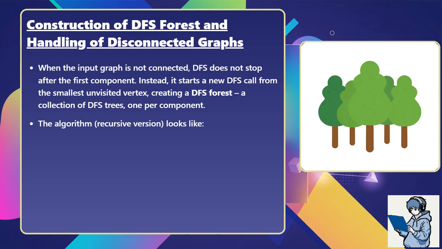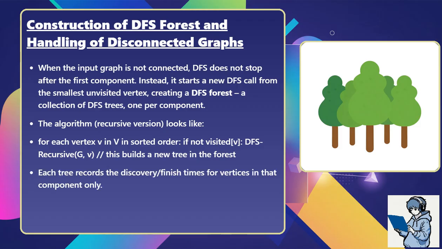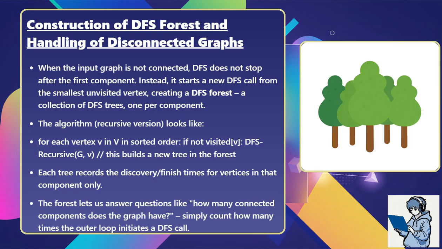The recursive version of the algorithm looks like: for each vertex V in capital V in sorted order, if not visited V, DFS recursive G V. This builds a new tree in the forest. Each tree records the discovery and finish times for vertices in that component only. The forest lets us answer questions like how many connected components does the graph have? Simply count how many times the outer loop initiates a DFS call.